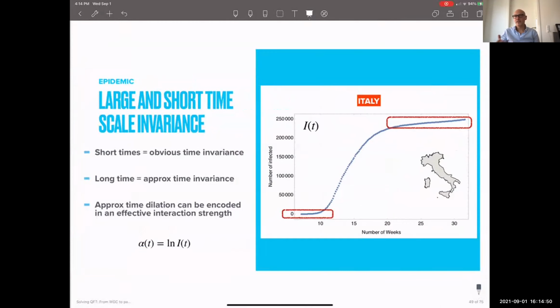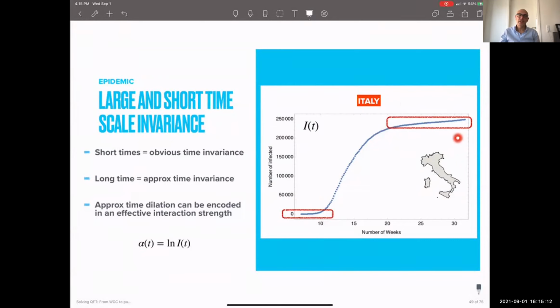So let me just, again, I'm going to be very simple about that, okay? So you have a sigmoid function like that which represents, for example, the total number of infected in Italy. These are real data. And you immediately see that, if you're a physicist, at the very beginning of time, this is a constant.